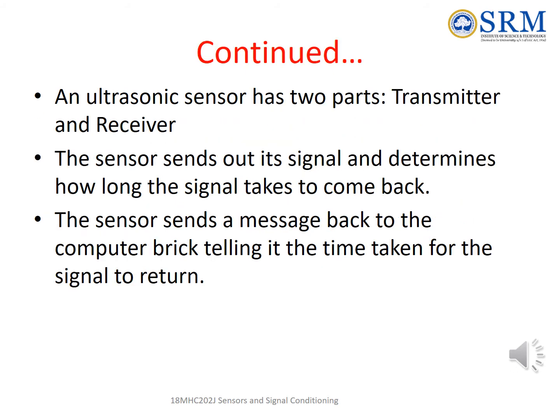Obviously, it requires a transmitter and receiver. The sensor transmits a signal and also determines how long it takes to return. If the object is very close to the sensor, the signal comes back quickly. If the object is far away from the sensor, the signal takes a longer time to come back. And if it's too far away, the signal takes so long that the receiver cannot detect it. The time taken will be sent as a message to the computer, and that information is used to compute how far away the object is.